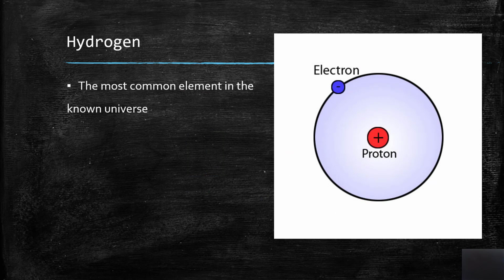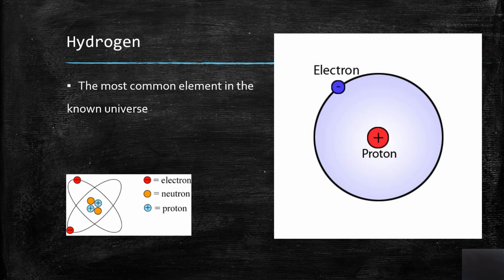So there's hydrogen. There's a proton in the middle and an electron orbiting, and that's the most common element known in the universe. It's found all over the place. A very simple atom, but very common. Now, helium, on the other hand, has 2 electrons, 2 protons, and 2 neutrons.